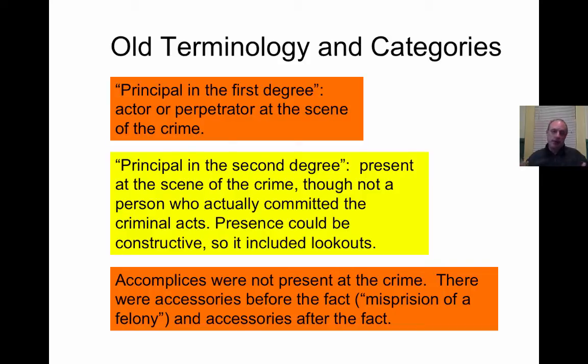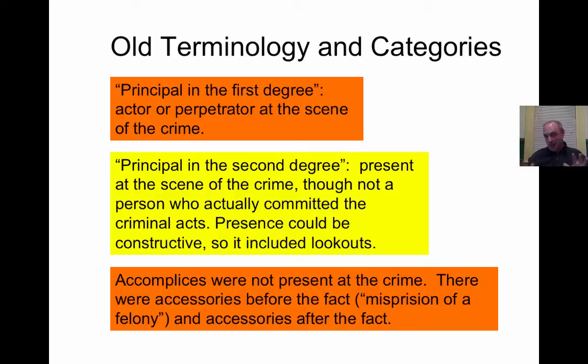So, for instance, in the complicity area, the old categories were, first of all, principal in the first degree. That would be the actor or perpetrator, him or herself, and at the scene of the crime. The principal in the first degree had to be the main actor at the scene of the crime. Principal in the second degree would be present at the scene of the crime, but not the main actor, not the person who committed the criminal acts.